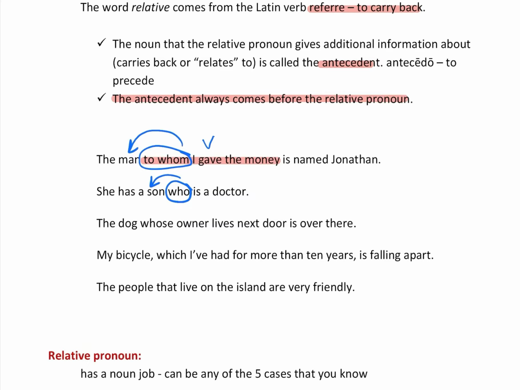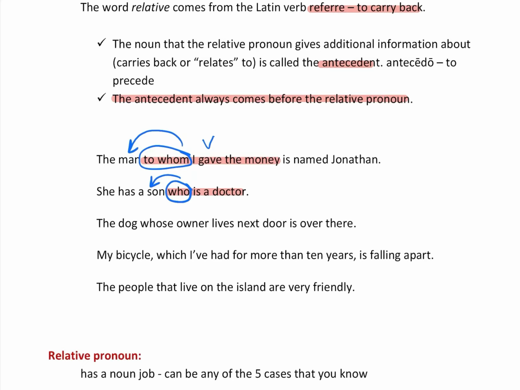So the antecedent, remember, is never part of the relative clause. But remember, the relative clause has to have a subject and a verb. So the subject is who. What's the verb? Is, right? So who is a doctor? But if you just read she has an independent clause, she has a son, that's a complete sentence.